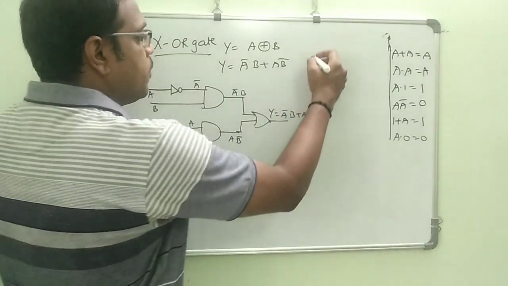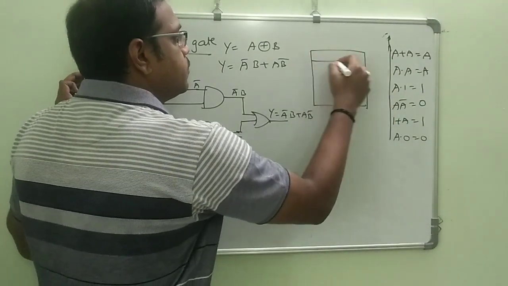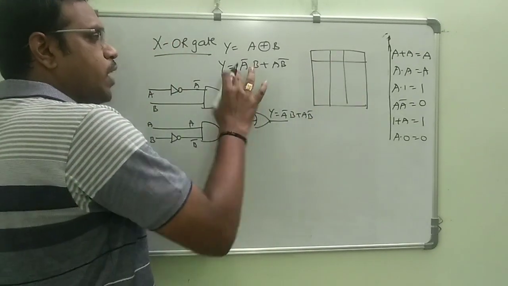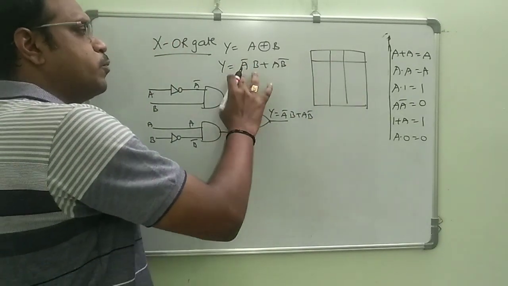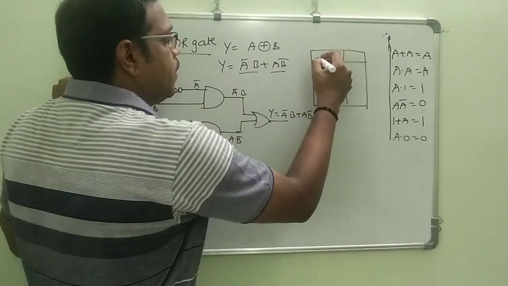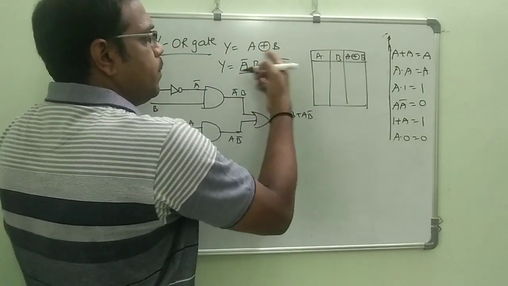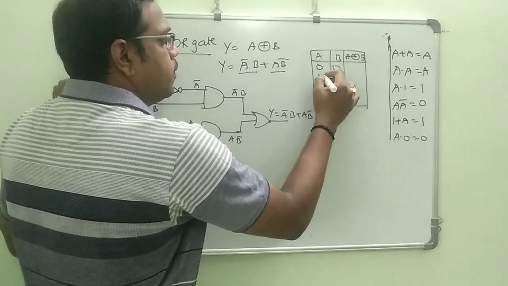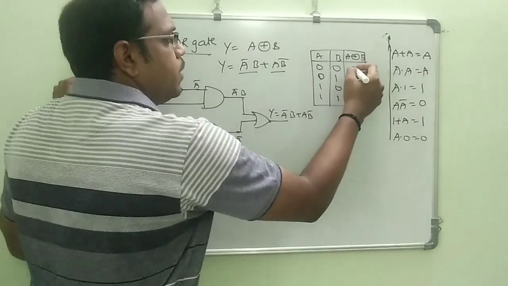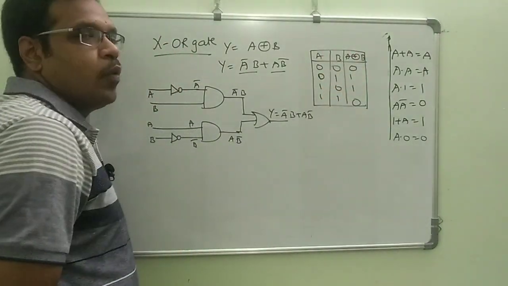If you see the truth table for this one, we need to take the AB values, A bar, B bar values, and we need to take the product here, and then you have to add. But we always need the direct answer, right? A plus B: 0 0, 0 1, 1 0, 1 1. That is, you will get 0 here, 0 here, and 1, 1 in this.